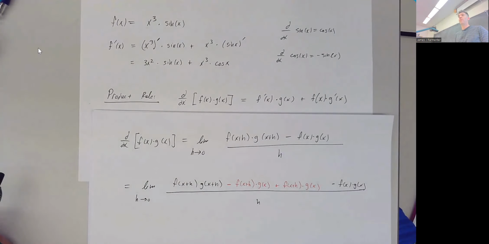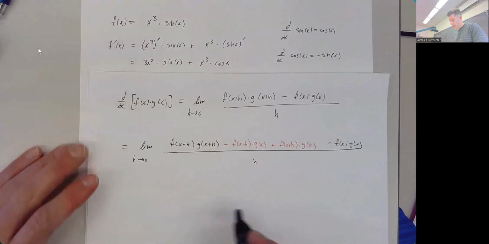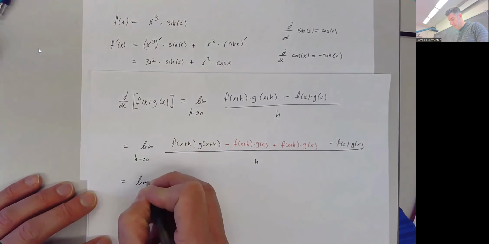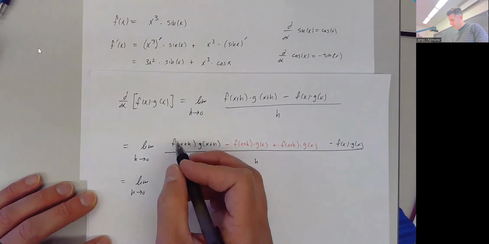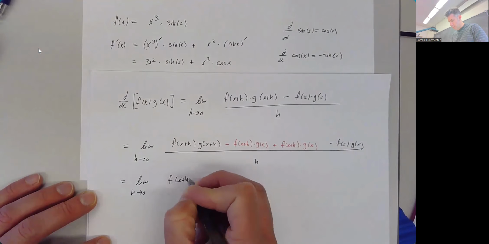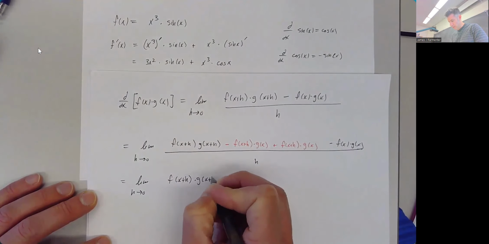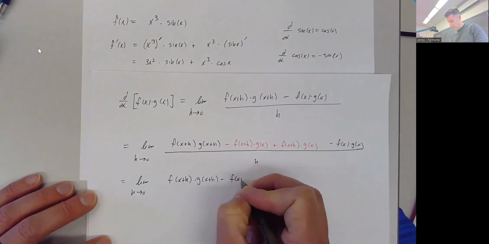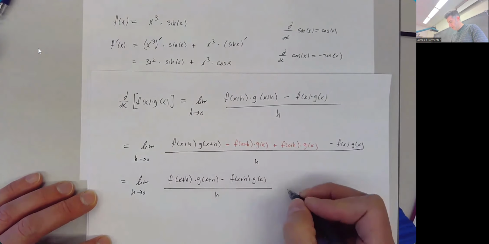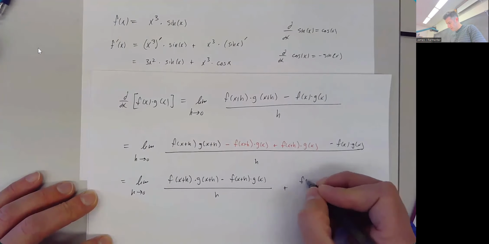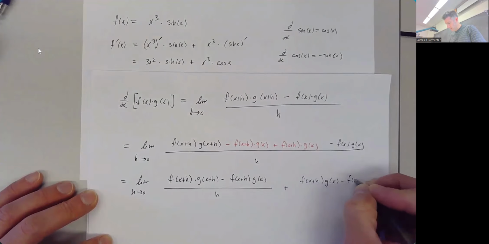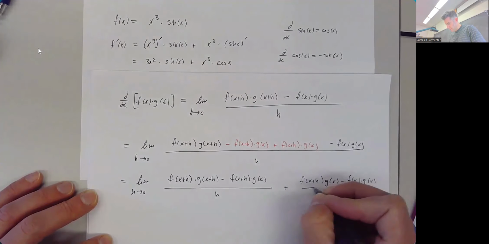Why did I do that? Well, here's why. I'm going to break this up into two fractions, with the limit as h goes to 0 of the first fraction being these two pieces: f of x plus h times g of x plus h minus f of x plus h times g of x, all over h, plus this other fraction, f of x plus h times g of x minus f of x times g of x.